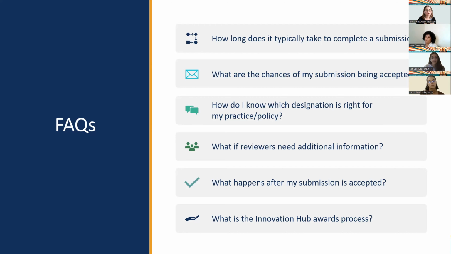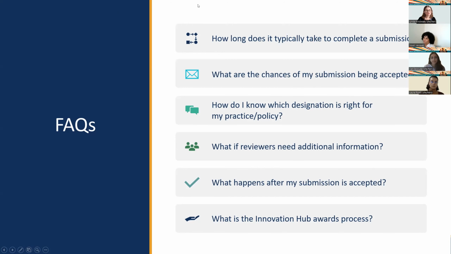We talked about the second one in terms of knowing which designation is right for your practice or policy. We have designation criteria for policies, and then we have the minimum criteria checklist for practices that you saw. You can access those on our website to help you. But if you're reading through either of those and you're not quite sure, reach out to us and we're always happy to hop on a call with you to talk you through that.